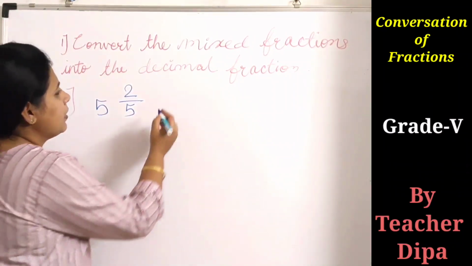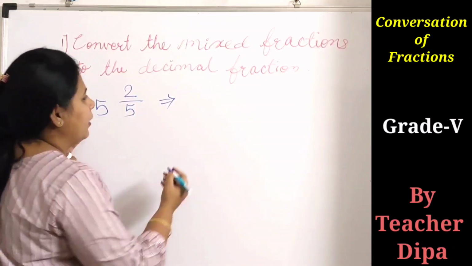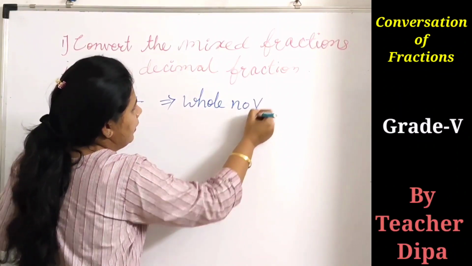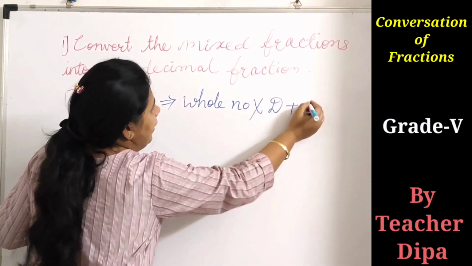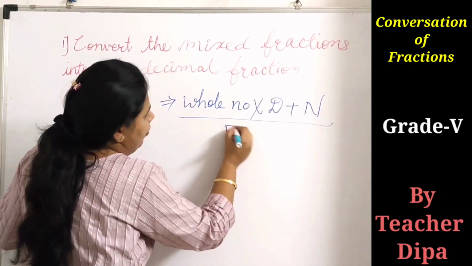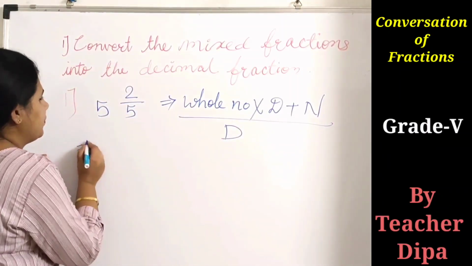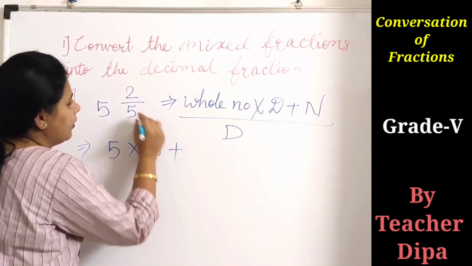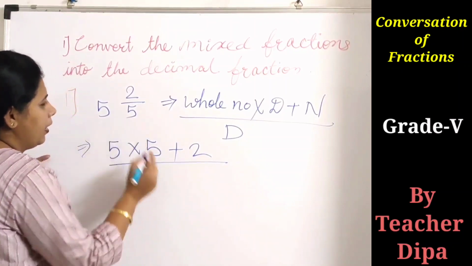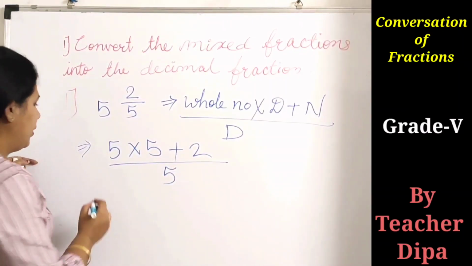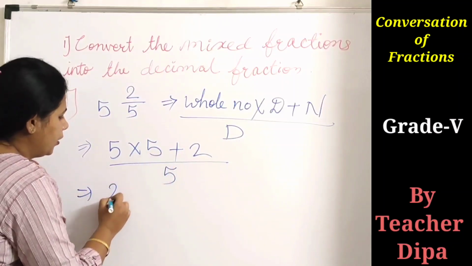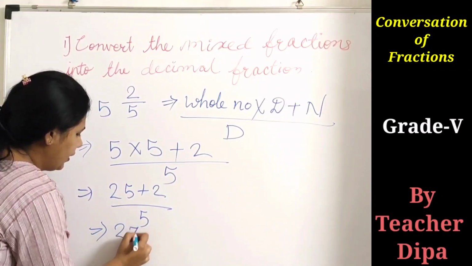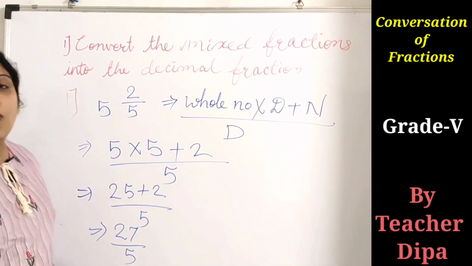Now for converting this, I am having one formula. In that, the whole number is multiplied with the denominator, the numerator is added, and it is divided by the denominator. This is the formula. So as per the formula, I am having 5 as a whole number, times 5 as the denominator, and add the numerator. And I have 5 as denominator. So from this I am getting 25 plus 2 divided by 5, and so my answer will be 27 by 5. Now this is my improper fraction.